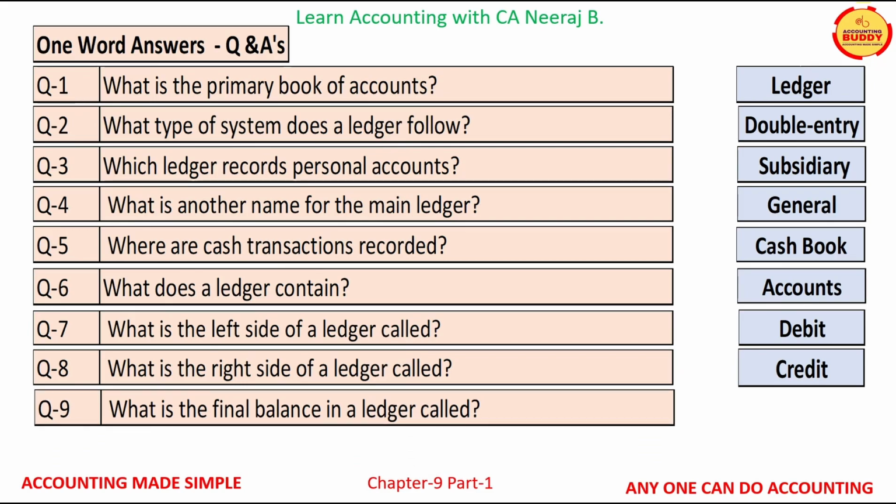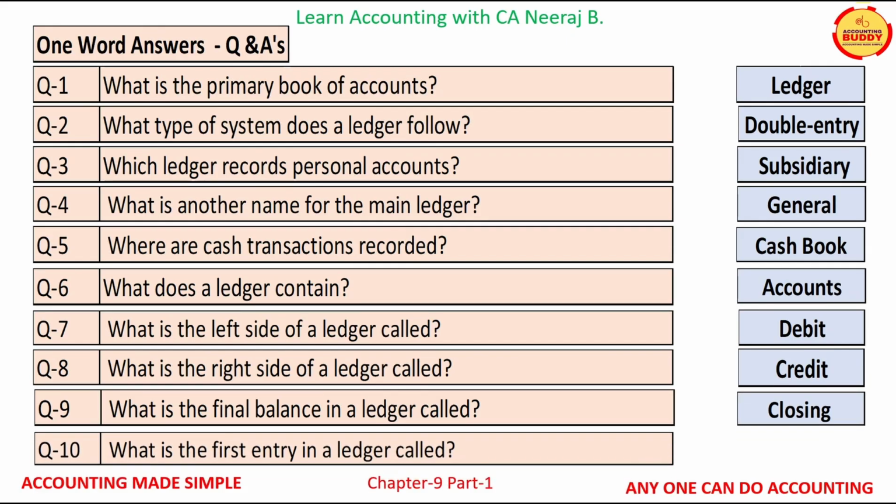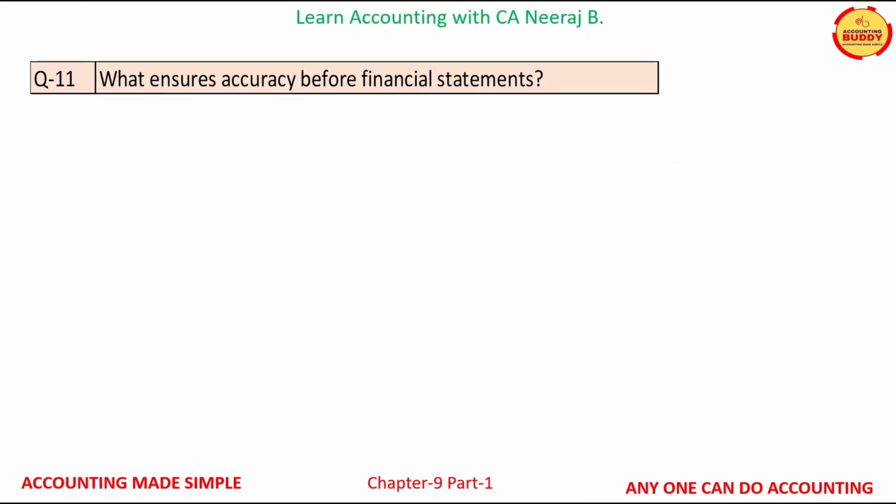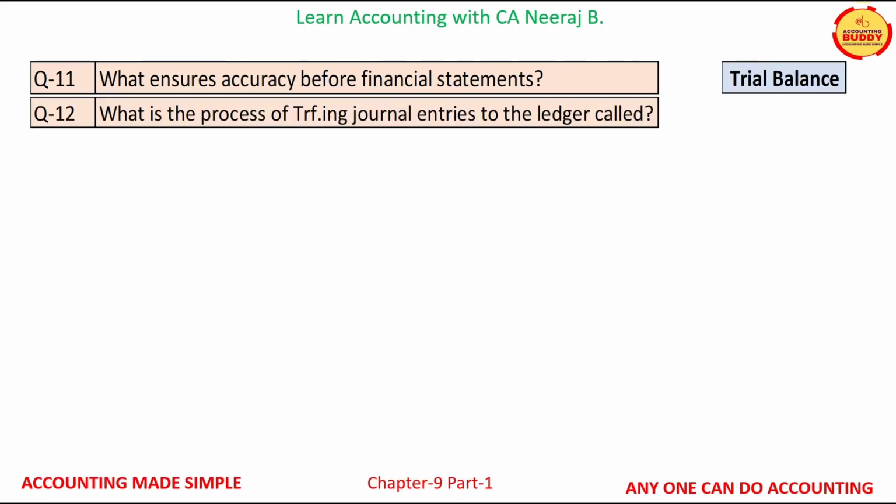Question number 9, what is the final balance in a ledger called? The answer is closing balance. Question number 10 is, what is the first entry in a ledger called? The answer is opening entry. Question number 11. What ensures accuracy before financial statements? The correct word is trial balance. Question number 12. What is the process of transferring journal entries to the ledger called? And the correct word is posting.